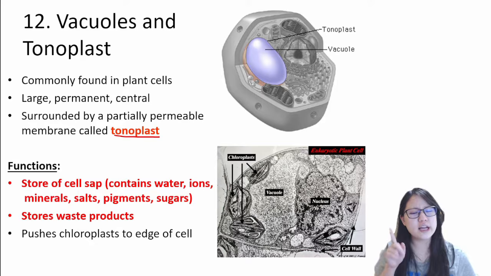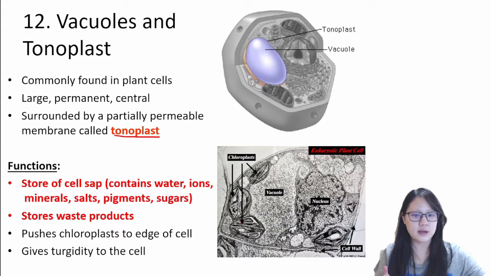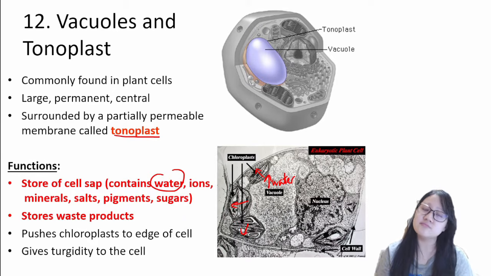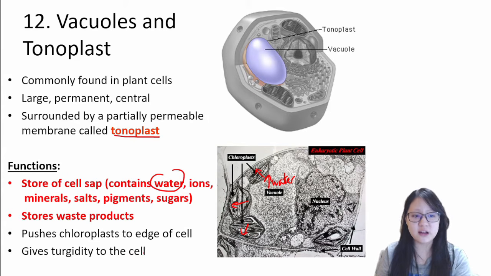And it has this extra interesting function. It pushes the chloroplast to the edge of the cell. Now, why is that? The vacuole contains a lot of water, very high amount of water compared to everything else. And when it's filled with water, it gets bigger, and therefore it takes up more space and pushes the chloroplast to the edge of cells, so that chloroplasts are in a better position to capture sunlight at the leaves. Yeah, this also gives turgidity to the cell, again because it has a lot of water in the vacuole.